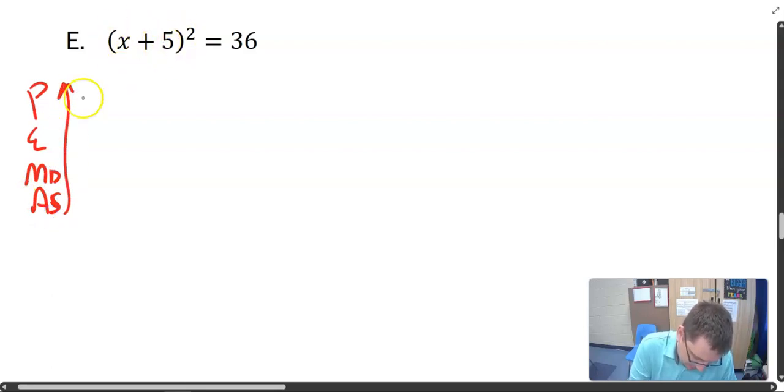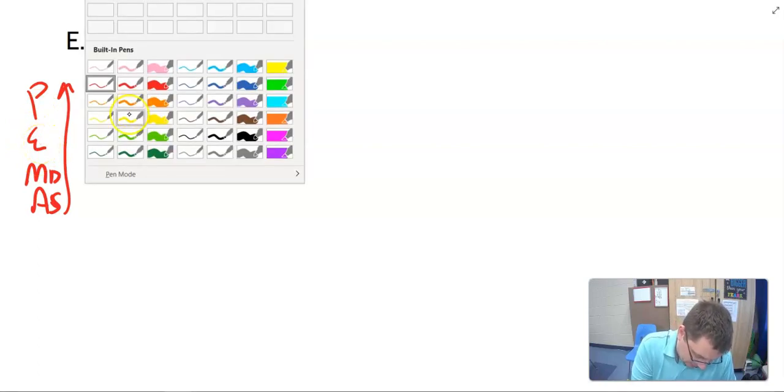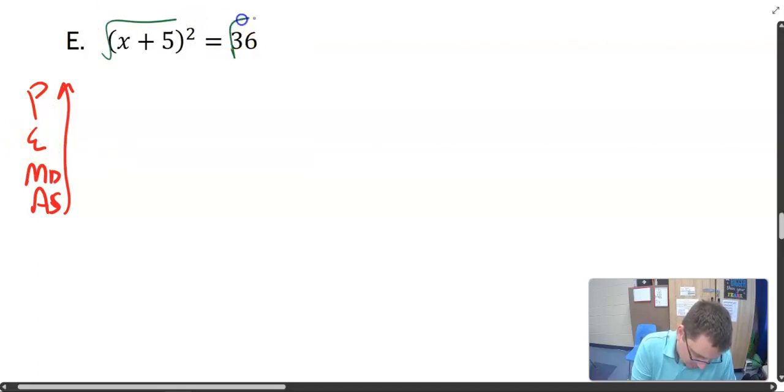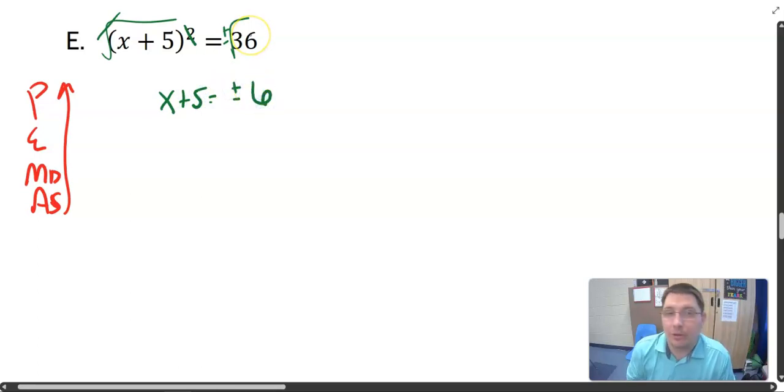This is inside a parenthesis, so I can't touch it until I get past the exponent. And so our first step in this case is to take the square root of both sides. Square root canceling the square, we're left with x plus 5 is equal to positive or negative 6, because we took the square root of 36.